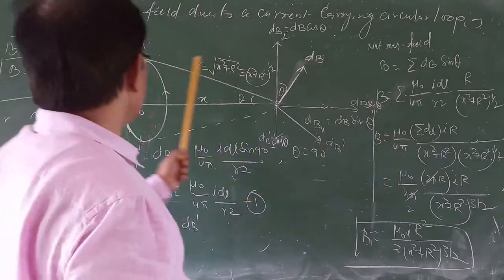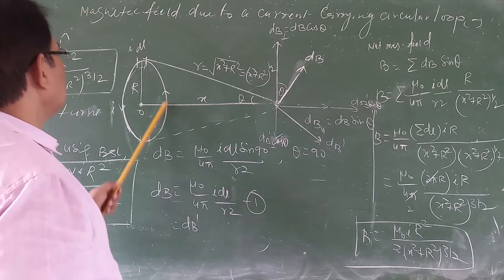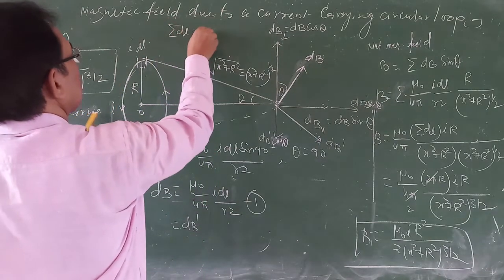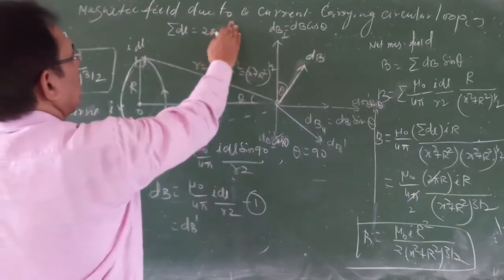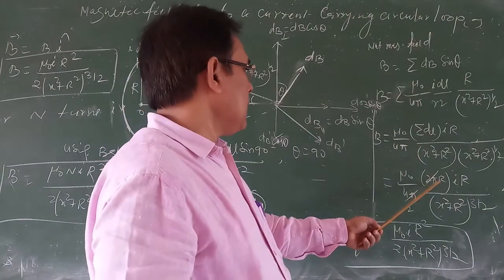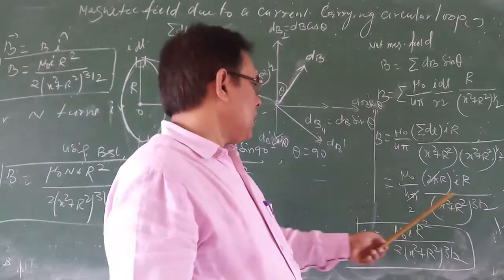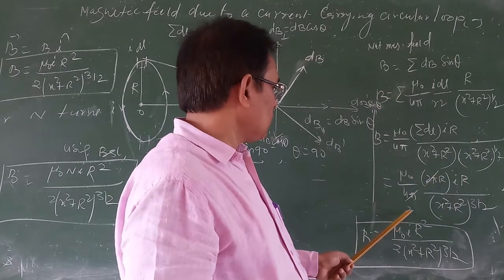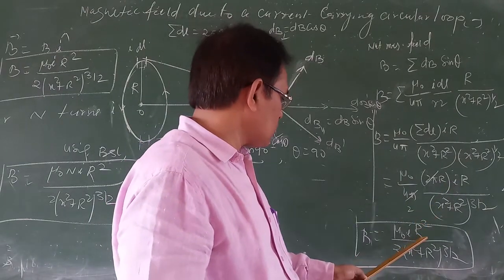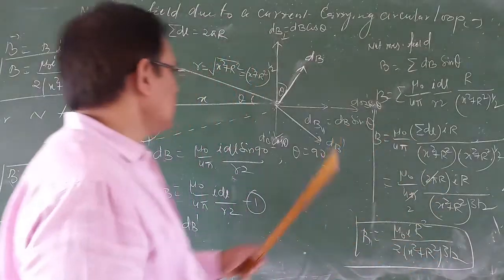Now sigma dl, the sum of all the small elements, becomes 2 pi R, where capital R is the radius. So this is 2 pi R I R by x square plus R square power 3 by 2. Now 2 pi cancels, so we divide by 2 here. So this is mu naught I R square by 2 x square plus R square power 3 by 2.